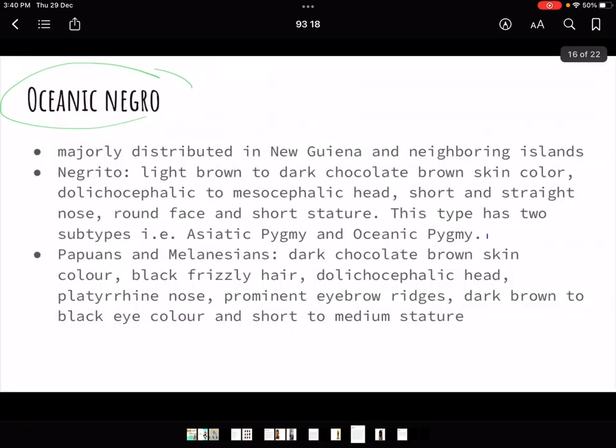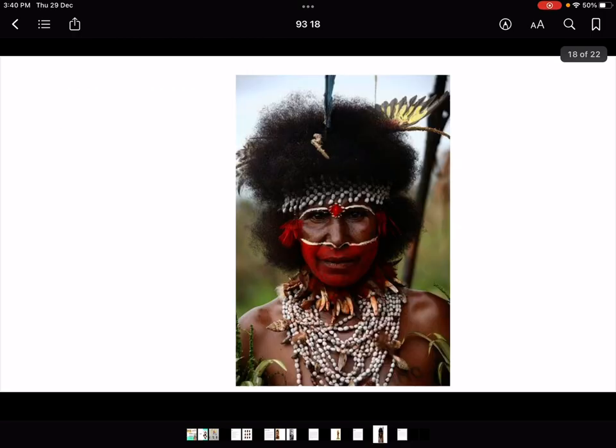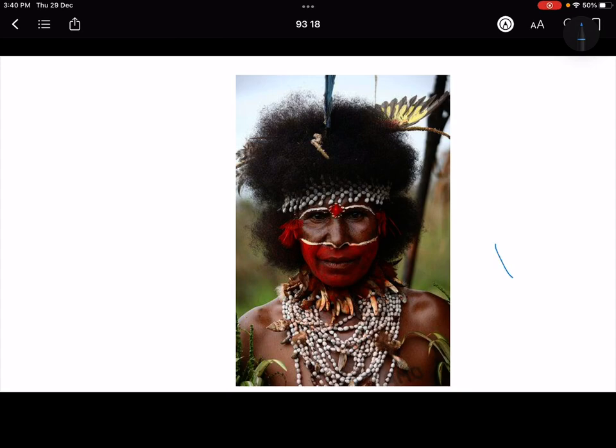And then our left one is the American Negroes. Okay, the American Negroes are left. You can just see this is the picture that I put of a Papuan. Okay, it is a photo of a person from Papuan island. Okay, so you can see he doesn't have the usual nose or the usual Negroid characters apart from having a dark skin color, right?